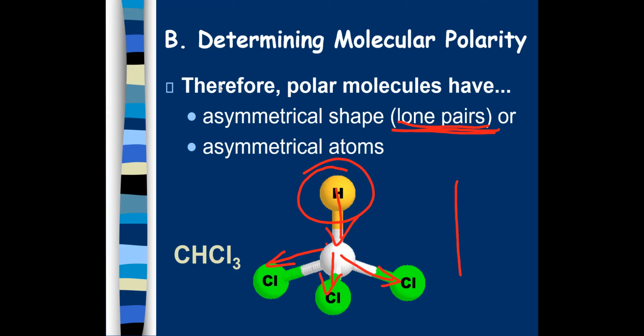And see, now it adds up to negative. You see? Because if this would have been another chlorine, all of them would have canceled. So there are no lone pairs, but the hydrogen is imbalancing everything. Okay? So that is how you do those.